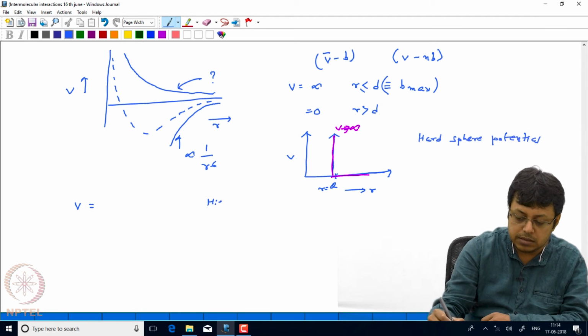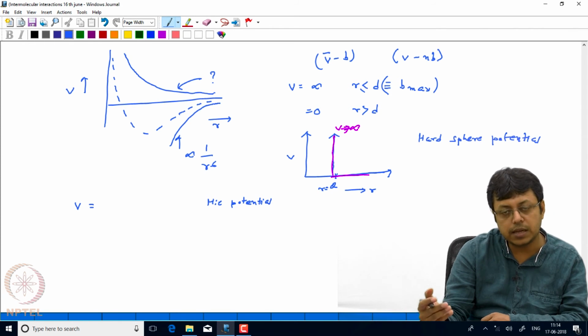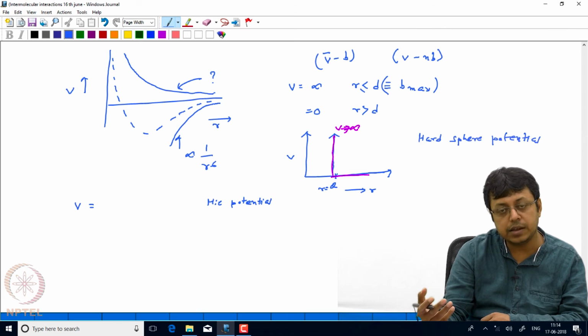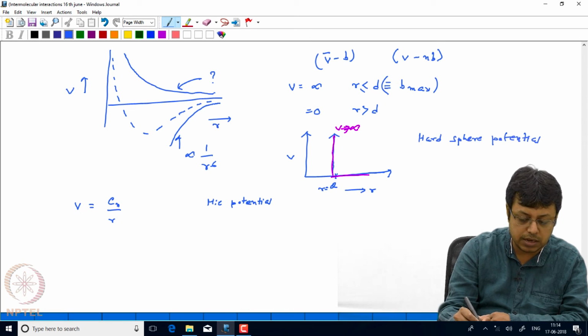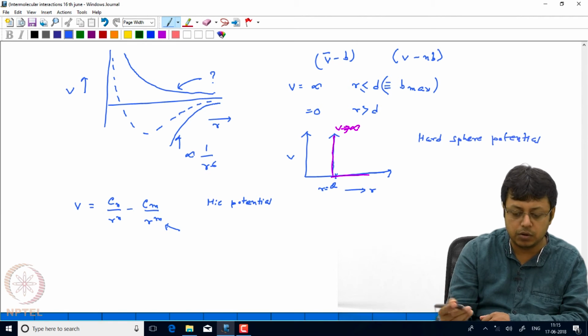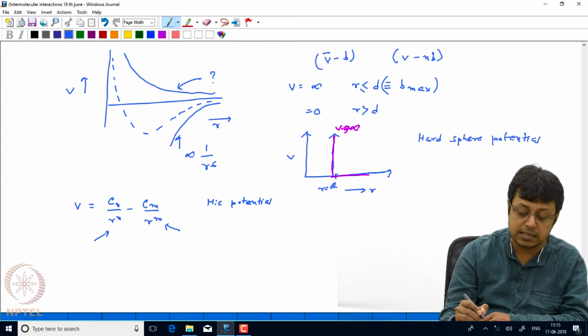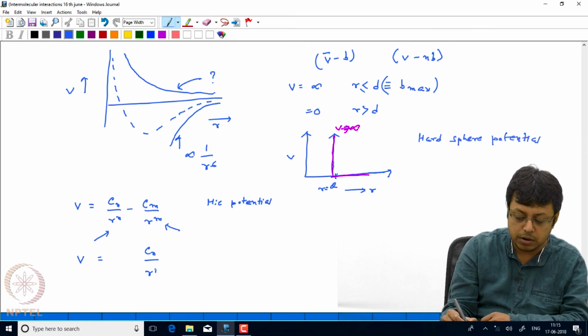Then for spherical particles there is something called the Mie potential. This is after Gustav Mie, who did a lot of work on scattering by spherical particles of arbitrary size. The potential looks like this, where the attractive part goes as 1 over r to the power m, and the repulsive part goes as 1 over r to the power n. One special case of the Mie potential is when we consider the repulsive part varying as 1 over r to the power 12.